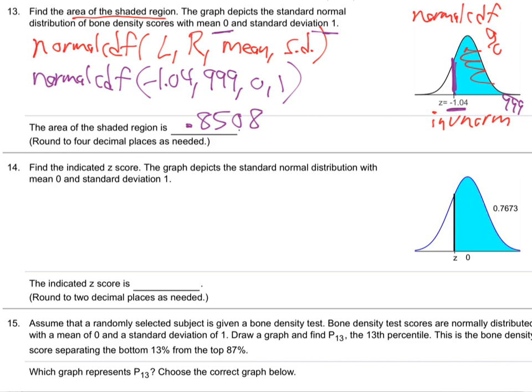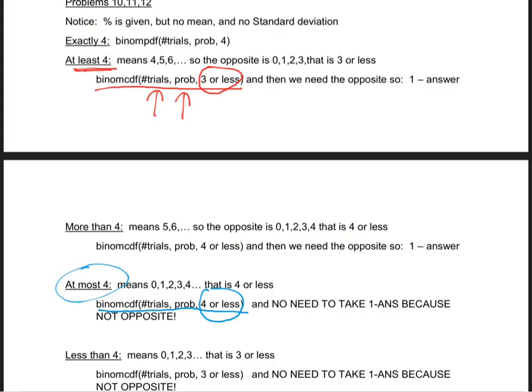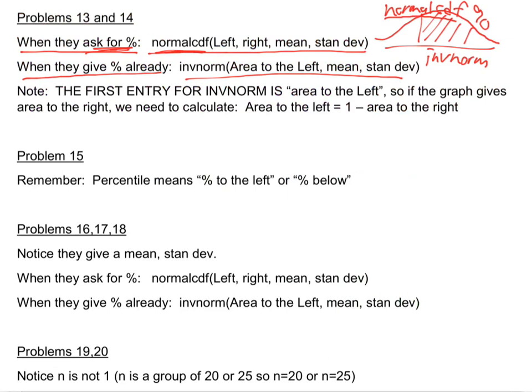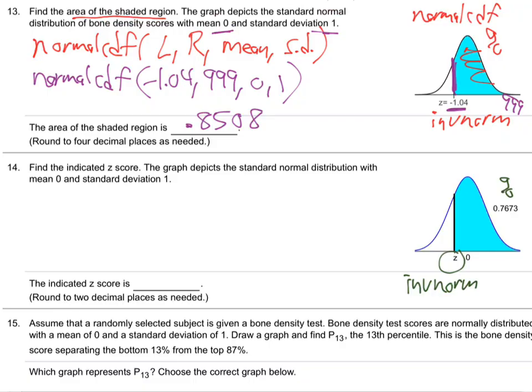So how do we know whether it's normal CDF or inverse norm? I want the thing on the bottom, which is inverse norm. What you guys said, this is the percentage or the decimal. So I'll go back to the notes. It says when they give the percentage already, this is the percentage, it's a decimal but same thing, and they want you to find the thing on the bottom, so it's inverse norm.